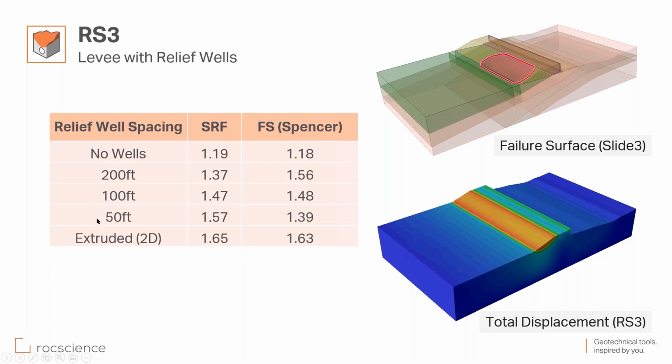And if you have them at a certain distance from each other, 200 feet, 100 feet, and 50 feet, you can see the effect of the distance of relief valves from each other as 1.37, 1.47, and 1.57. The model, in terms of geometry, looks like extruded, but this is not an extruded model. We are actually solving a 3D model because the boundary conditions that we have in this model are completely 3D.